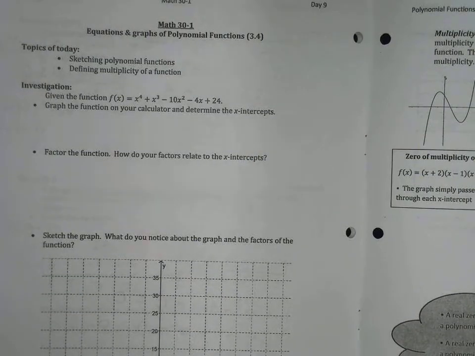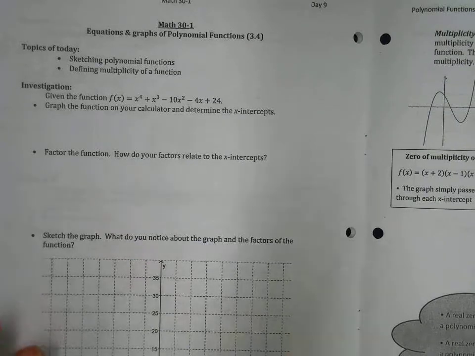Section 3.4, equations and graphs as polynomial functions. So today we're going to sketch polynomial functions and define multiplicity of a function. So given the following function, x to the fourth plus x cubed minus 10x squared minus 4x plus 24, we're going to graph this in our calculators and then just determine the x-intercepts.